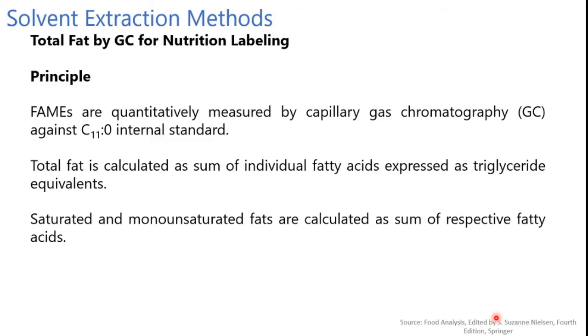Saturated and monounsaturated fats are calculated as a sum of respective fatty acids. Monounsaturated fatty acid includes only cis forms, while the trans fat can be quantitated using this method in conjunction with the identification criteria established by the American Oil Chemists' Society.